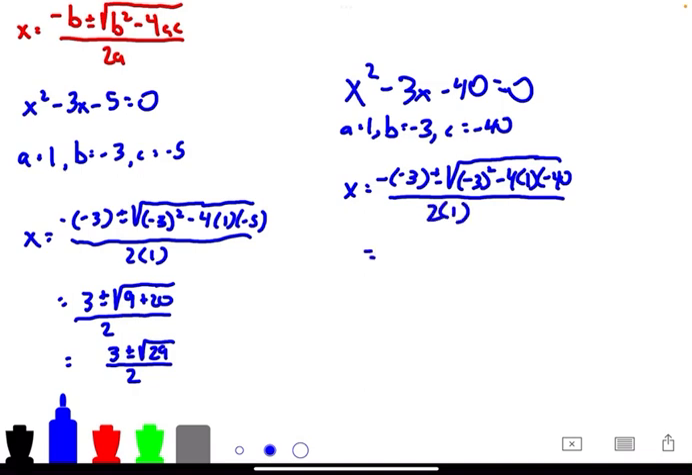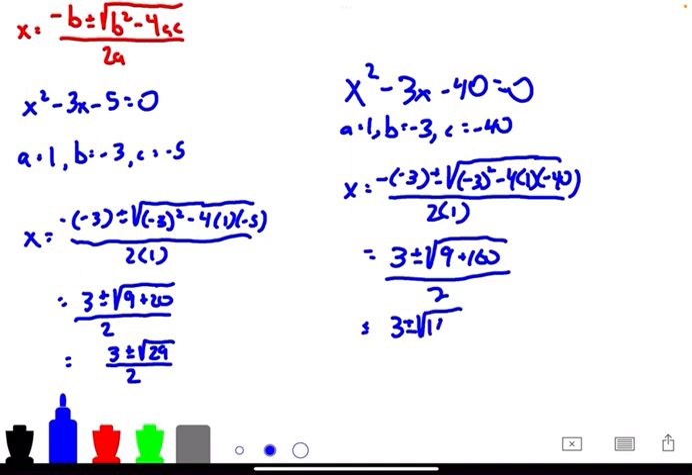So when we simplify, the opposite of negative 3 is 3, plus or minus the square root of 9 plus 160, all over 2. 9 plus 160 is going to give us 169 over 2. And if we remember, the square root of 169 is 13.